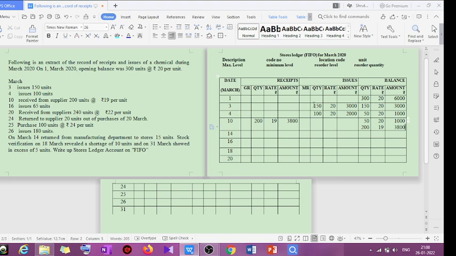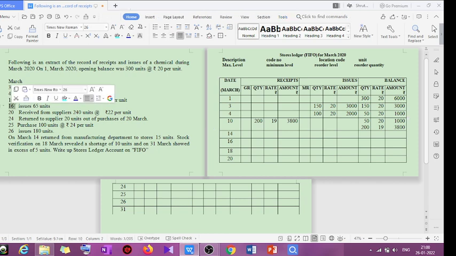See, till now we had only the issue, so only one slot was there, so directly you have given here. On 10th you have received material from the supplier, that's why we have to write one more slot, that is 200, rate is 19 and amount will be 3800. Okay, after 10th, see here there is a 16th date. Listen carefully, you have to see the adjustment also. So on March 14th, returned from manufacturing department to stores, 15 units. So go according to the date wise.